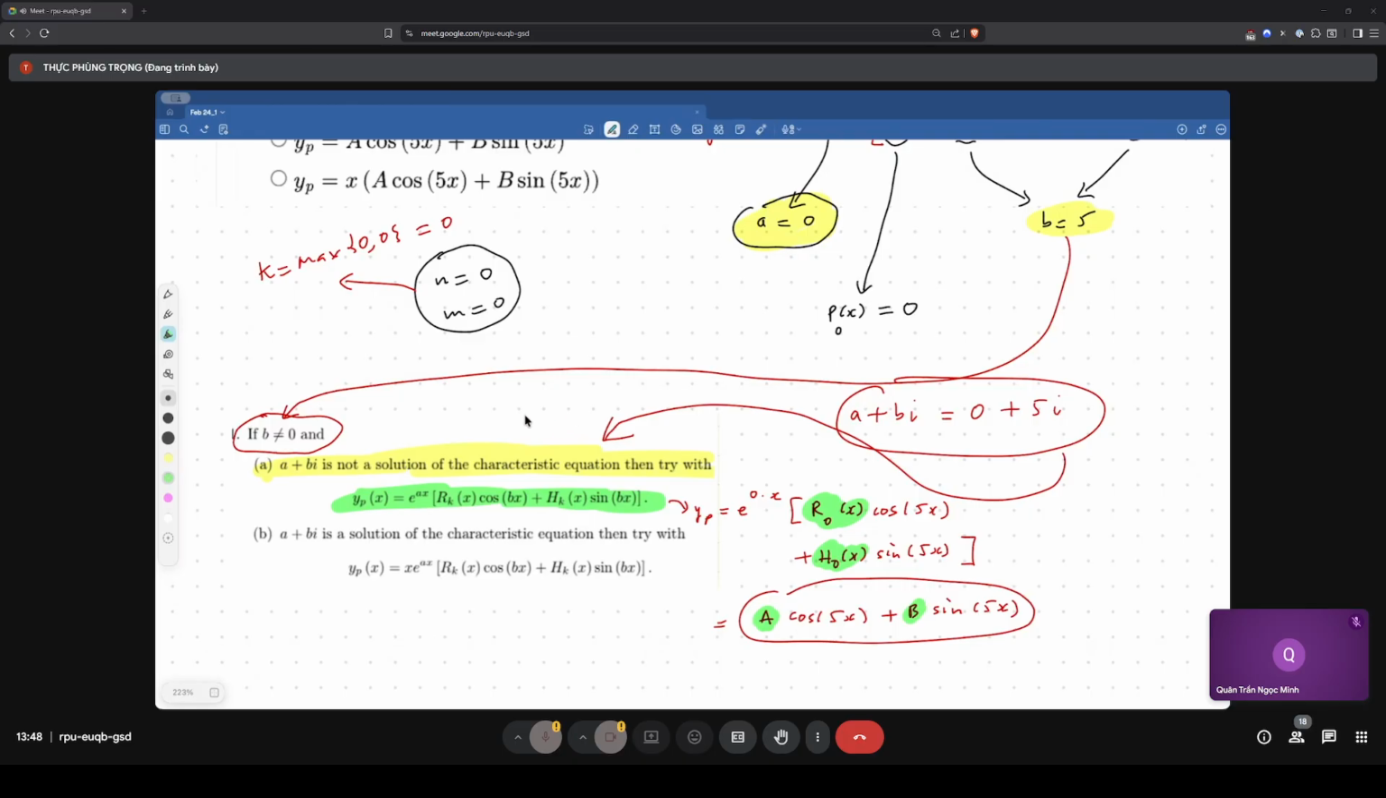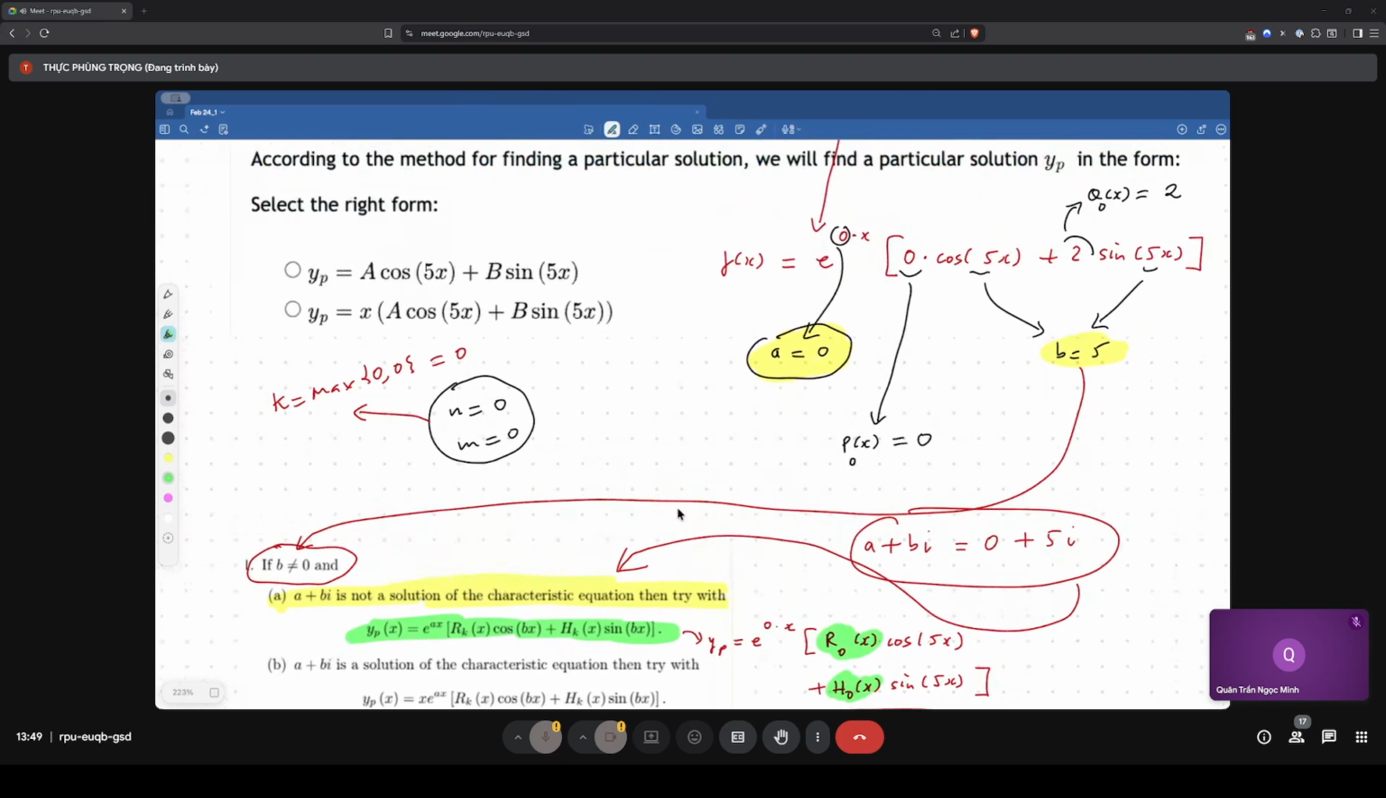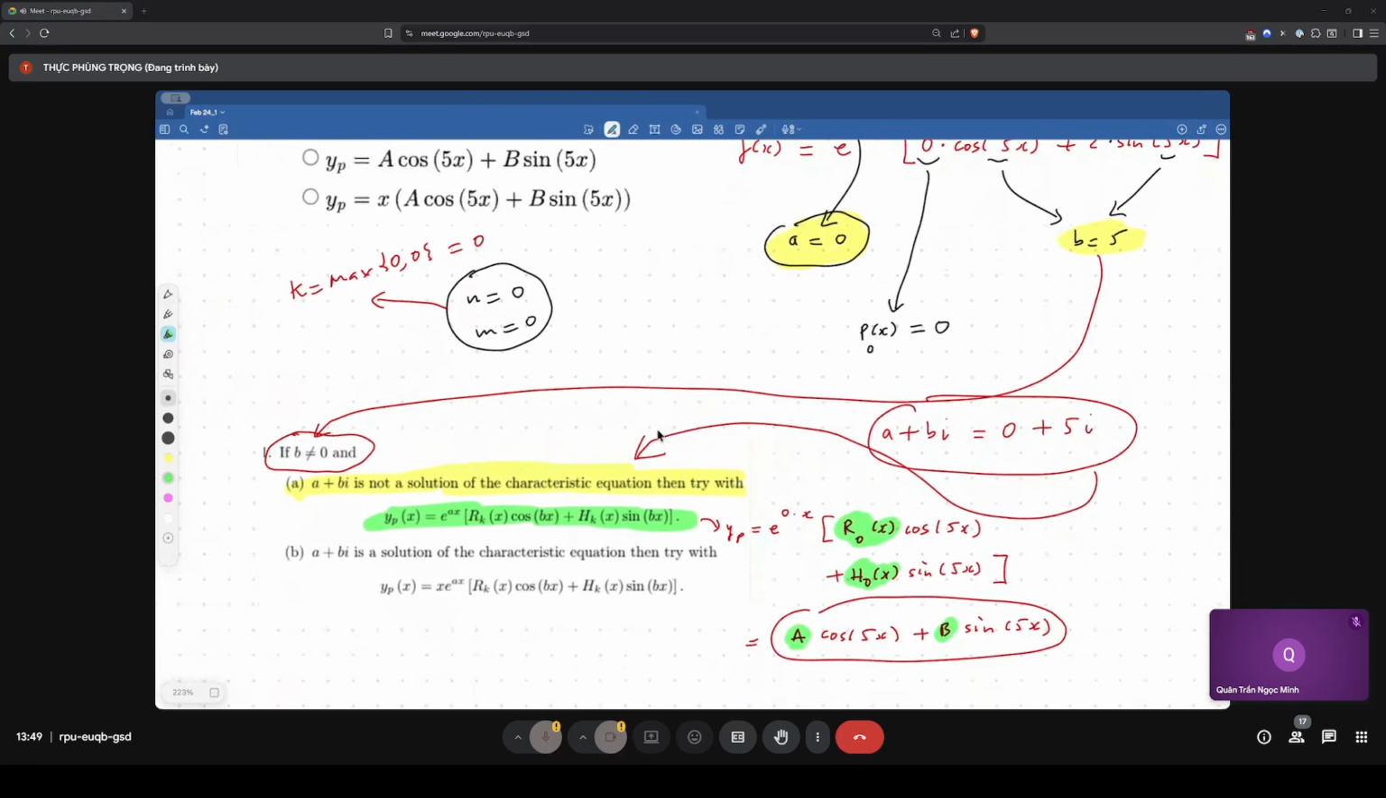If you follow the second one, you will see no A and B. Check that. All right, so the form we have is this one, and then you need to put this into the original equation and find A and B to get a particular solution. I think that's the end for today.